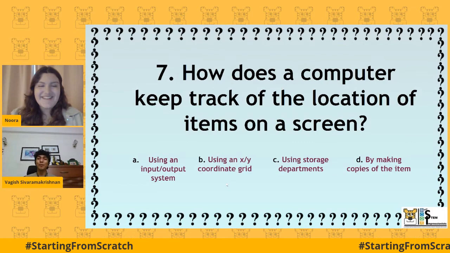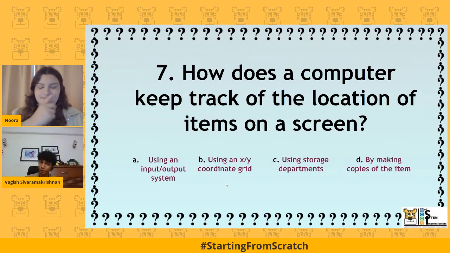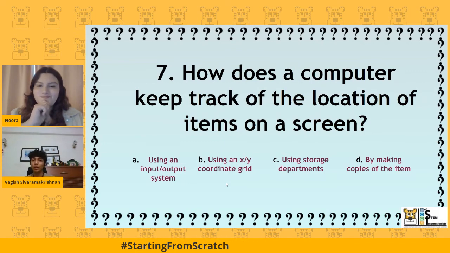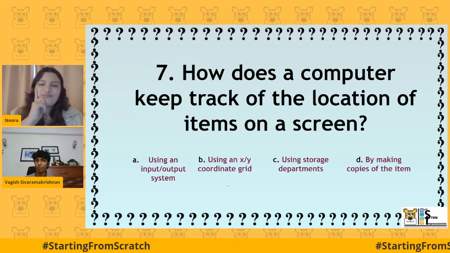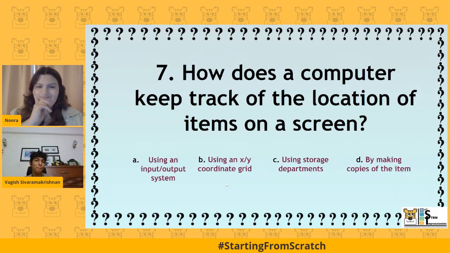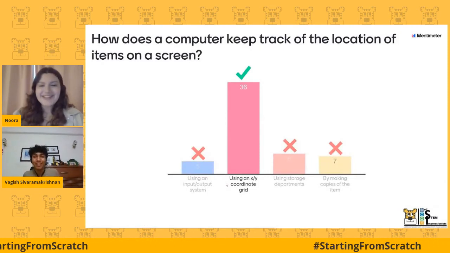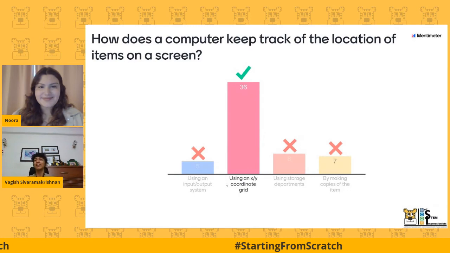Right. So how does a computer keep track of the location of items on a screen? Does it use an input-output system, an XY coordinate grid, storage departments, or making copies of the item? Let's see. Yep, it's an XY coordinate grid. Looks like most people got it right. That's how you keep track of where something is.